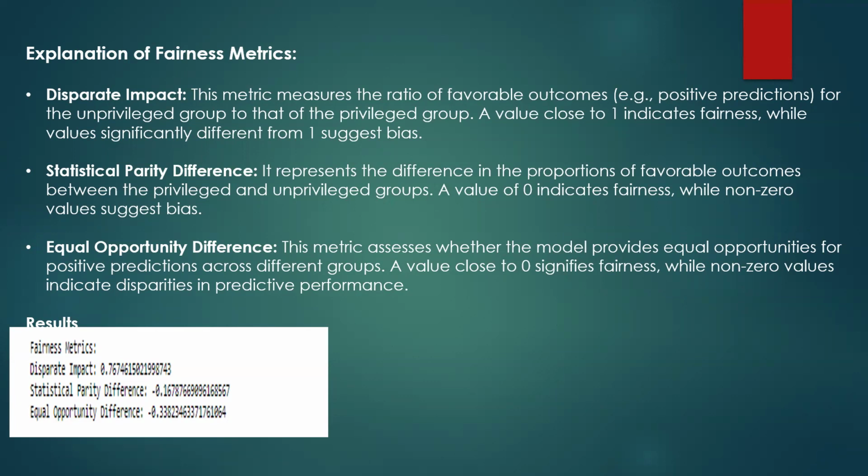A value close to zero signifies fairness, while non-zero values indicate disparities. Here in the bottom we can see that some values are 0.76, which is unbiased, and also the value which is minus 0.3, which says that there is equal opportunity between the categorical variables.